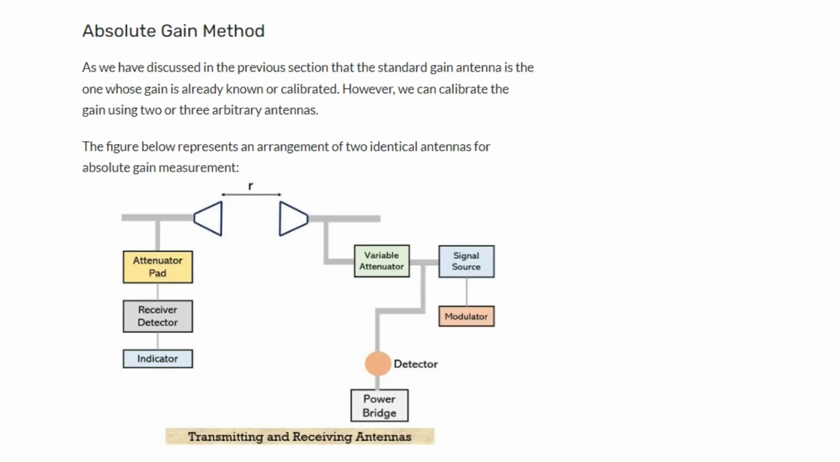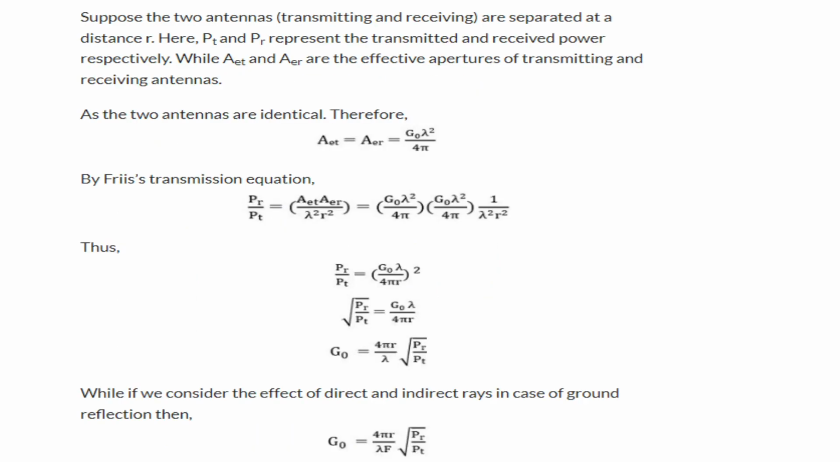Then the next one is the absolute gain method. Here one transmitting and receiving antenna is presented, along with the attenuator pad, receiver detector, indicator and variable attenuator, and the detector is connected with the power bridge, and one modulator is connected with the signal source. In the previous section, the standard gain antenna is the one whose gain is already known as calibrated. However, we can calibrate the gain using 2 or 3 arbitrary antennas. The figure represents the arrangement of 2 identical antennas for absolute gain measurement.